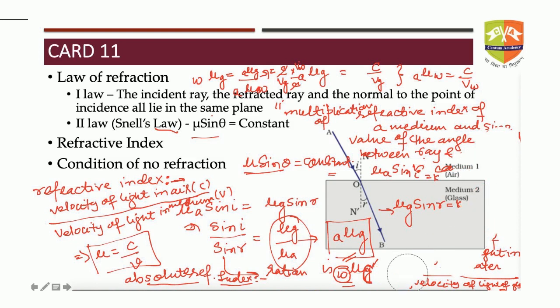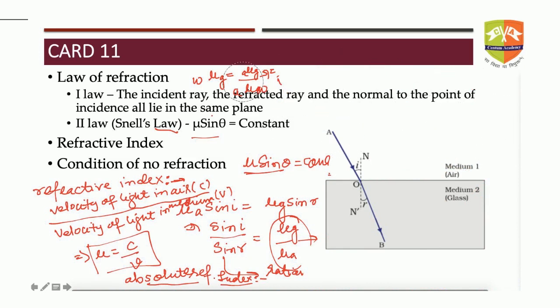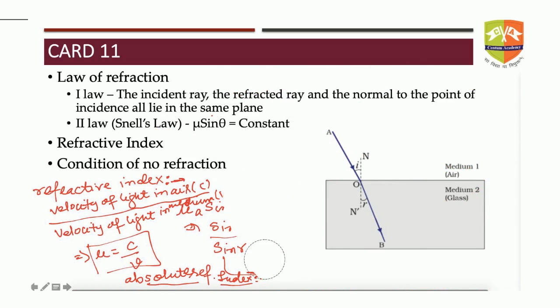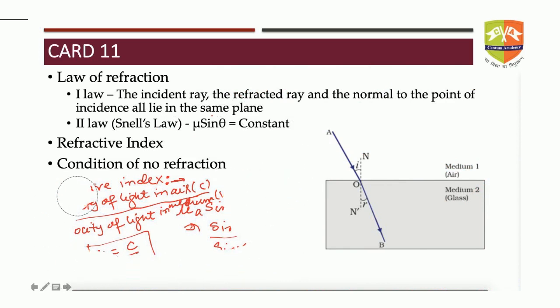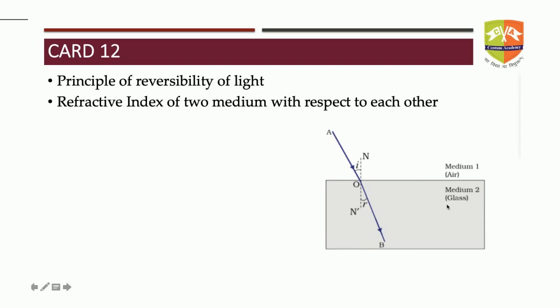Now, refractive index of two mediums with respect to each other. For glass and air, suppose it is C by V G, and suppose for water it is C by V W. So refractive index of glass with respect to water is absolute refractive index of glass divided by absolute refractive index of water, C by V G into V W by C. So this and this gone, it is V W by V G. So that's how you have to do it.